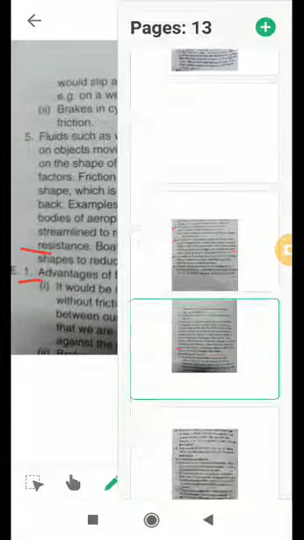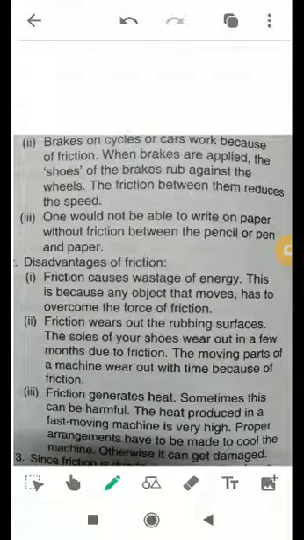The second one is, brakes on cycles or cars work because of friction. When brakes are applied, the shoes of the brakes rub against the wheels. The friction between them reduces the speed. Third one, we would not be able to write on paper without friction between the pencil or pen and paper.